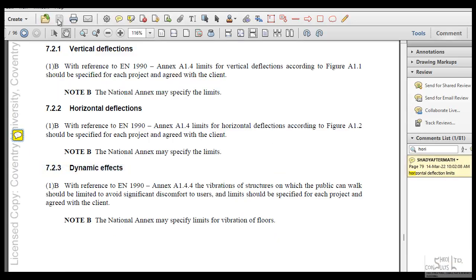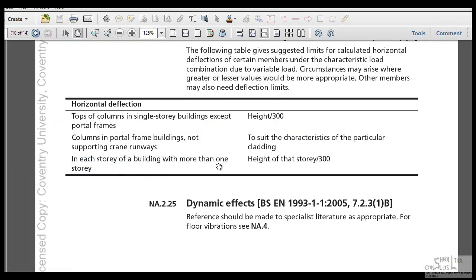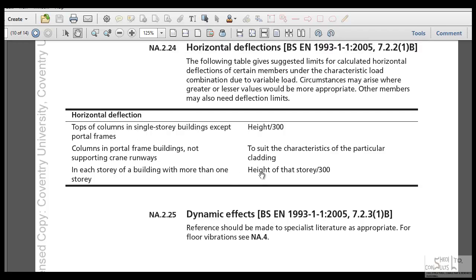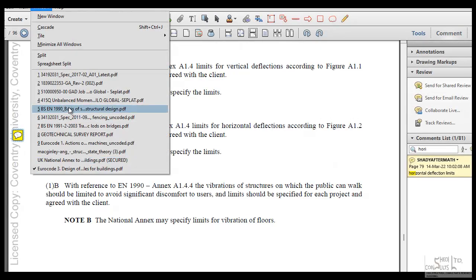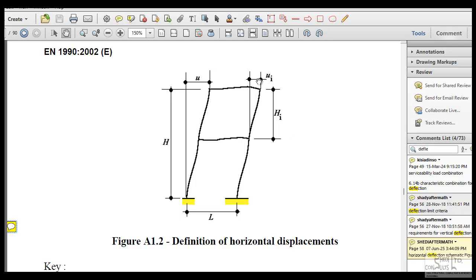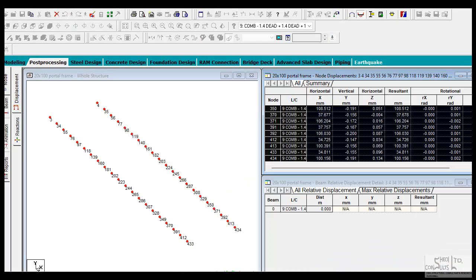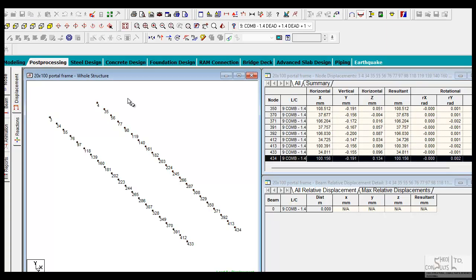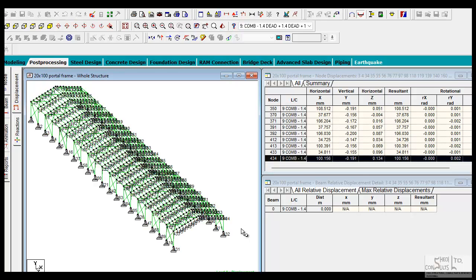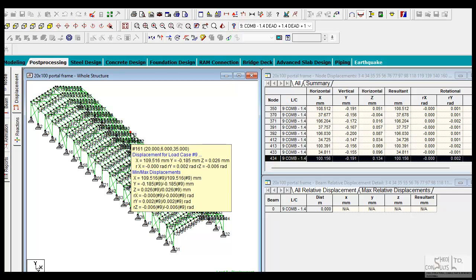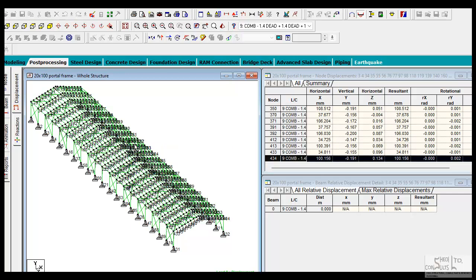So what it says is the deflection limitation should be height of that story divided by 300. So this deflection limit is h over 300. So what should be done typically? What should be done is to get the deflection, the maximum deflection throughout the entire load. Check where it is, right? And then when you get that deflection, get the height of the structure, height over 300, and check if it falls within the code's limits.